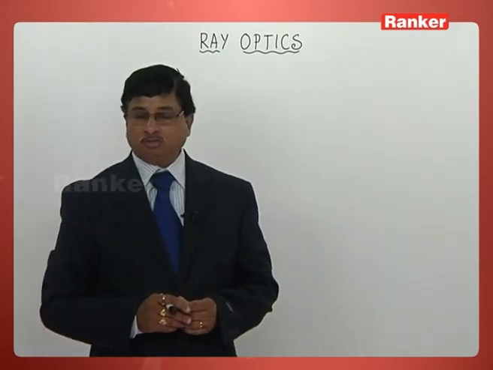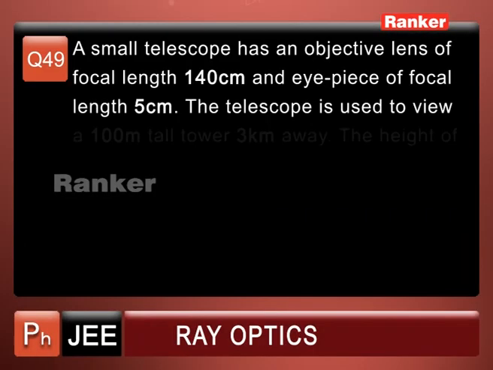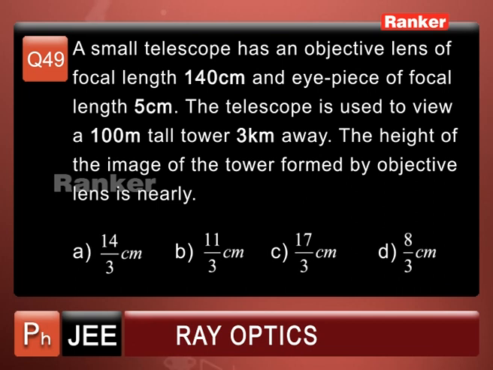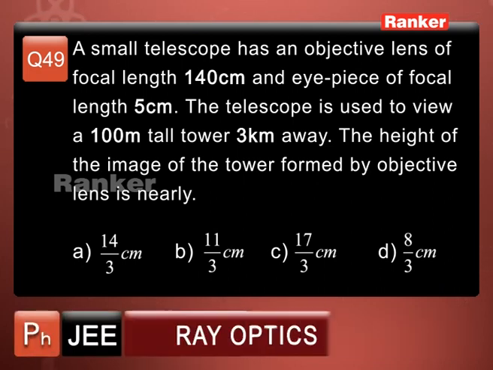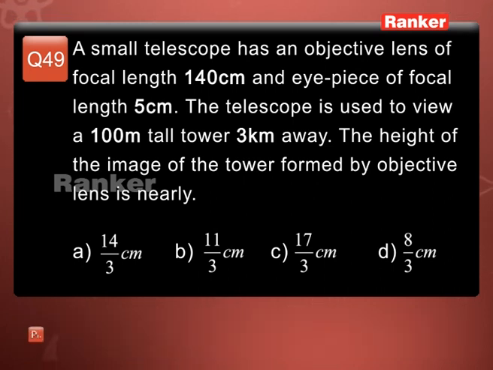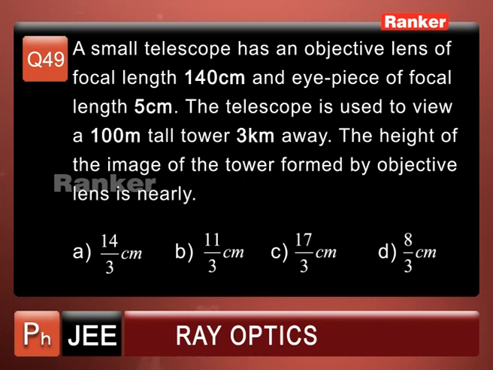So, if we look at this 49th problem, a small telescope has an objective lens of focal length 140 centimeter and eyepiece of focal length 5 centimeter. The telescope is used to view a 100-meter tall tower 3 kilometer away. The height of the image of the tower formed by the objective lens is nearly how much?